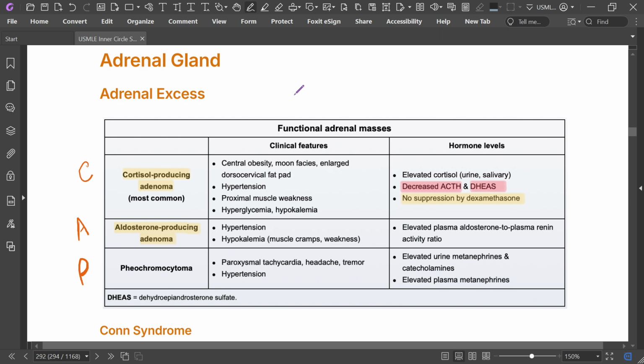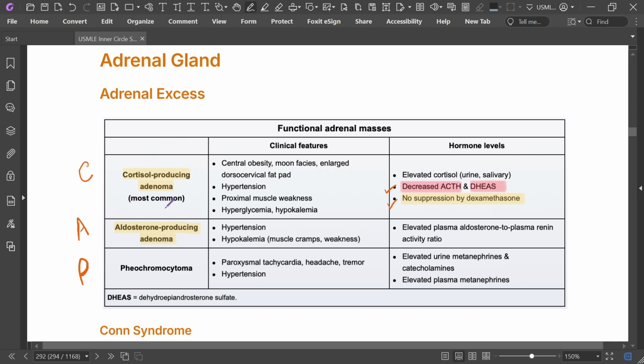Cortisol producing adenoma usually causes central obesity, moon facies, enlarged dorsocervical fat, hypertension, proximal muscle weakness, hyperglycemia, and hypokalemia. In cortisol producing adenoma, there is elevated cortisol. As in adenoma, there is continuous production of cortisol, with decreased ACTH, decreased dehydroepiandrosterone sulfate, and no suppression by dexamethasone.